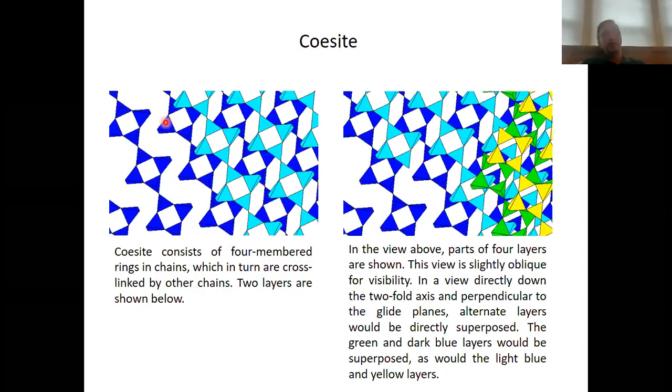And then you have other chains of 4-membered rings, shown here in light blue, which sit above that first layer and form additional layers. So here would be the second chain, and here is the third chain. Now these light blue chains share tetrahedra with the dark blue chains, so that overall a 3-dimensional structure results.